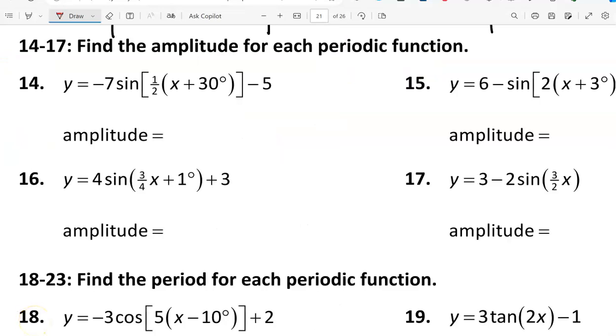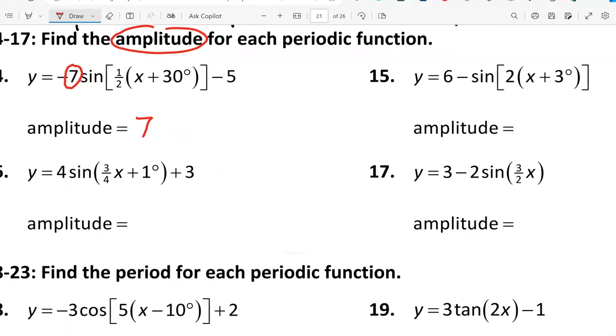For 14 through 17, we're asked to find the amplitude for each periodic function, and that will only apply to sine and cosine. The amplitude is equivalent to the vertical stretch factor, which is the number that is multiplying the sine or cosine function, or its coefficient. So the amplitude in number 14 is +7. Remember that the amplitude must always be positive. The negative here serves the purpose of inverting the sine function, but it doesn't change the amplitude. The amplitude is always positive.